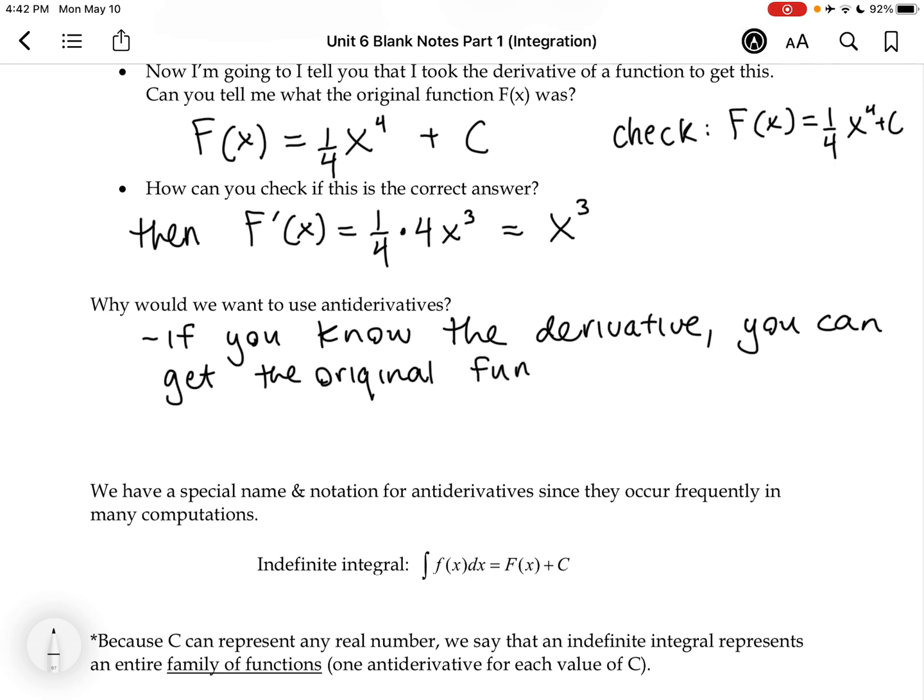There are lots of applications where this could come in handy. I'll just give you an example of one, and we'll look more at this next class. When we were doing applications of derivatives, we looked at particle motion, position, velocity, and acceleration. We saw that velocity was the derivative of position and acceleration was the derivative of velocity. Well, what if we know velocity and we want to know position? Then we can work backwards and find the antiderivative of velocity to find the position function.